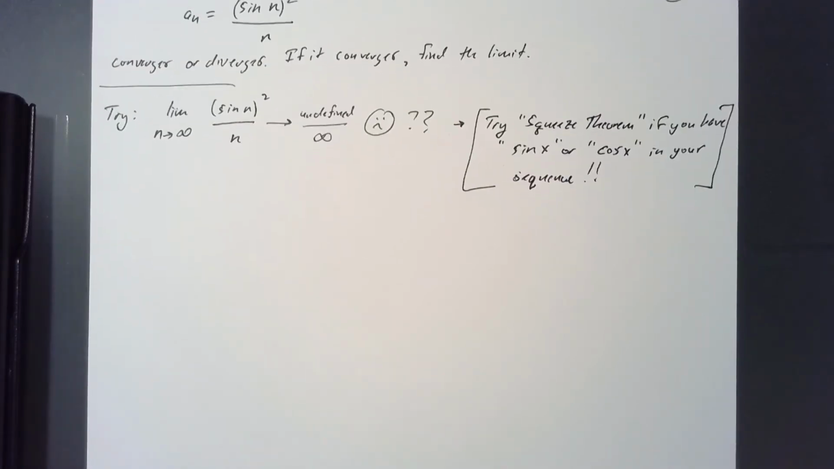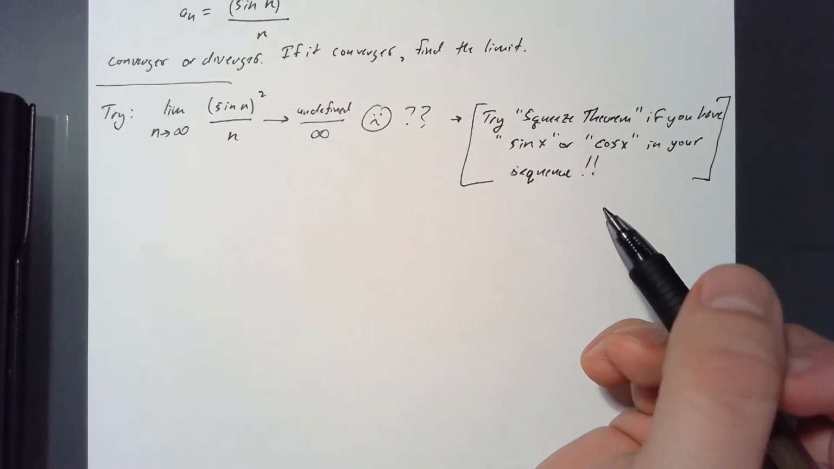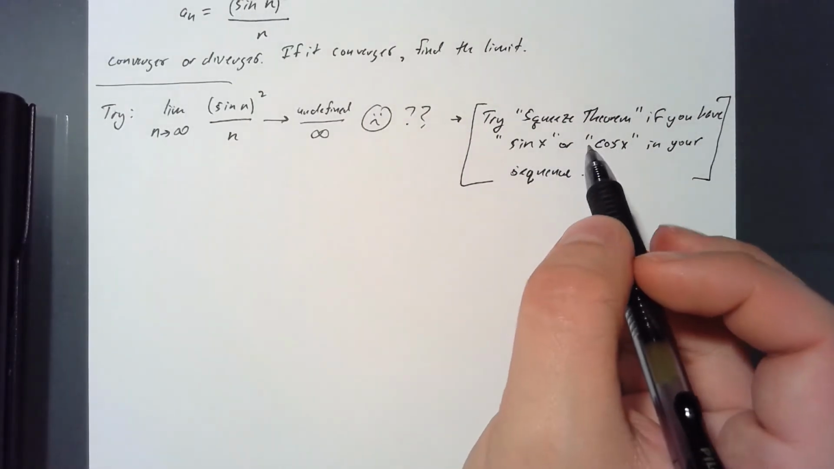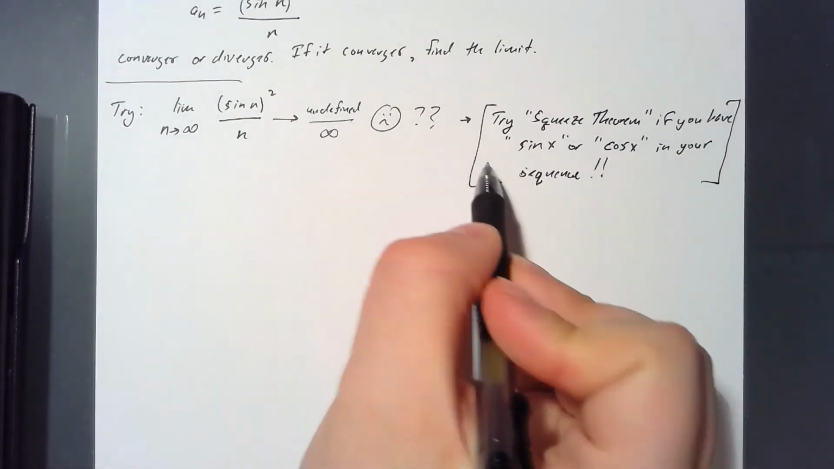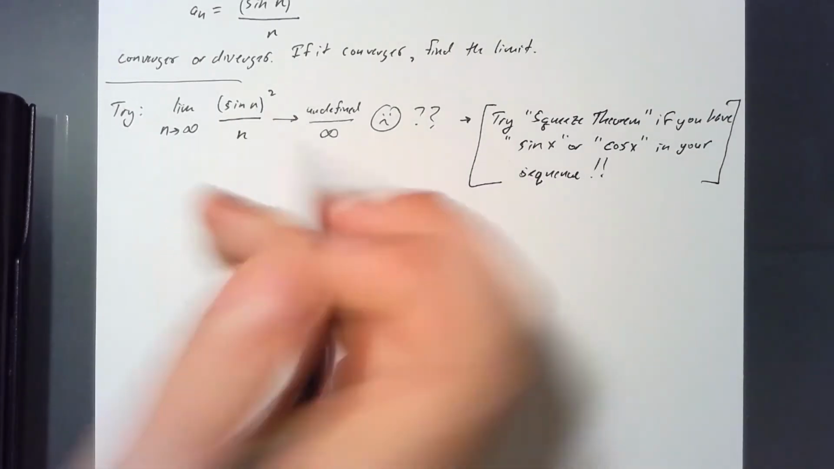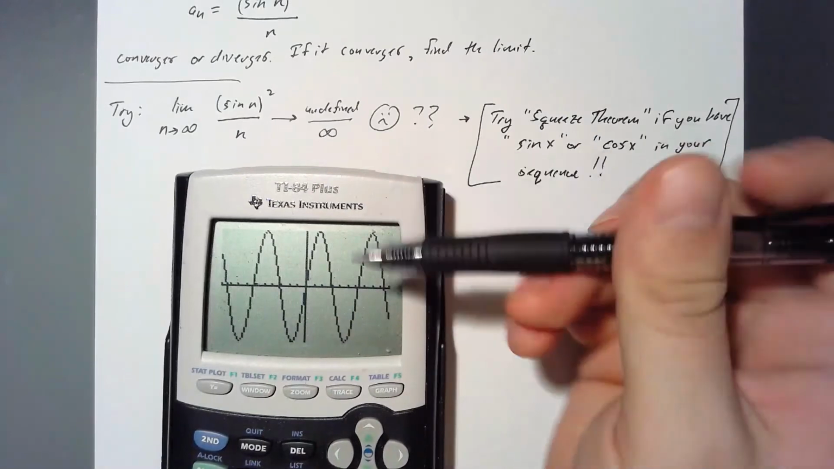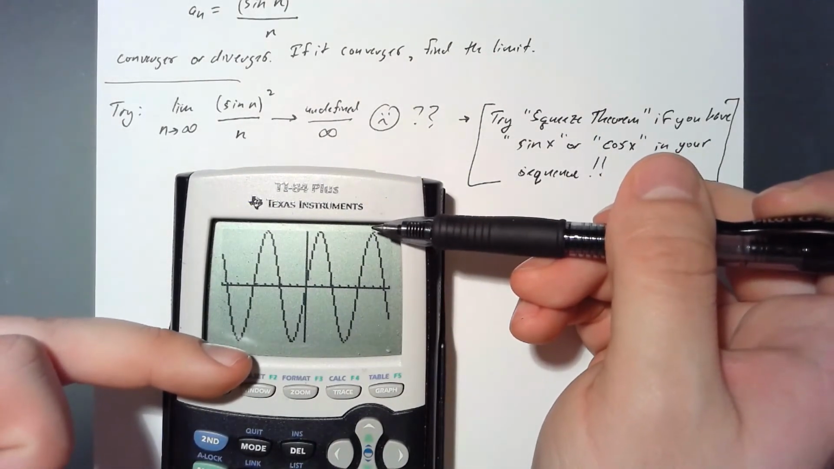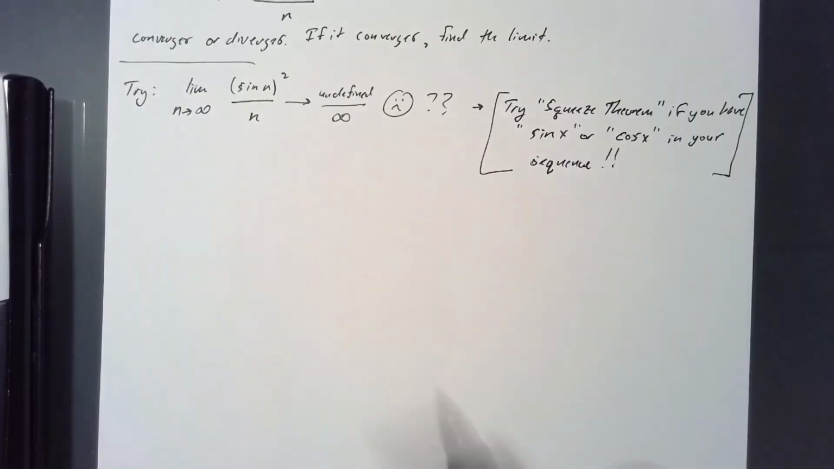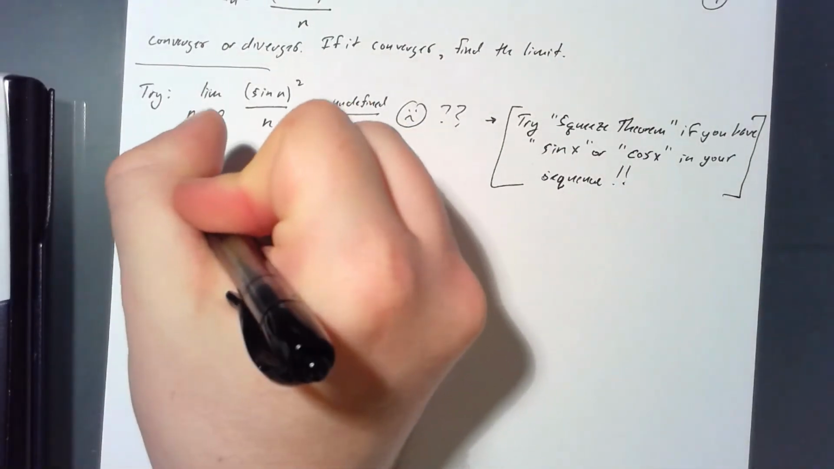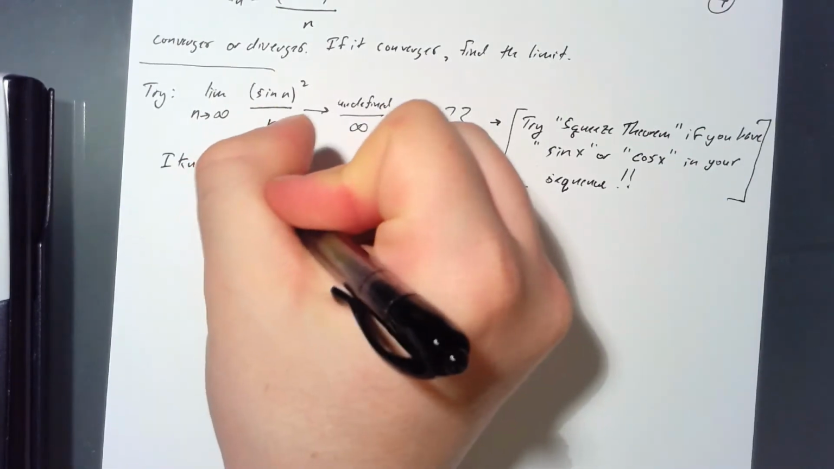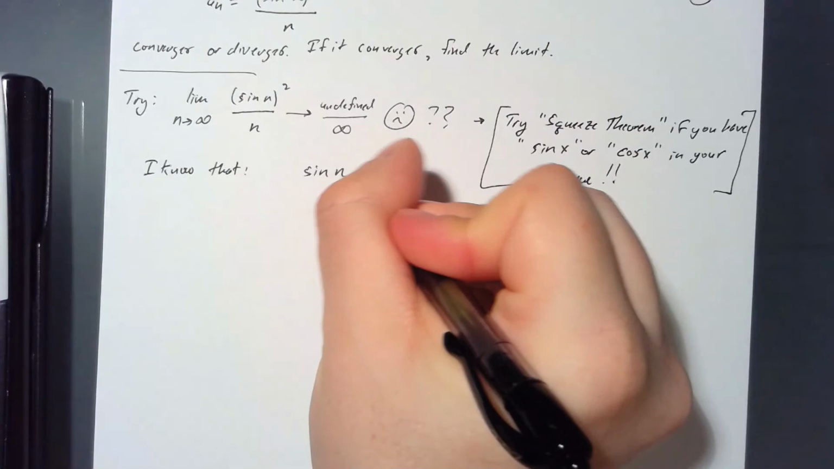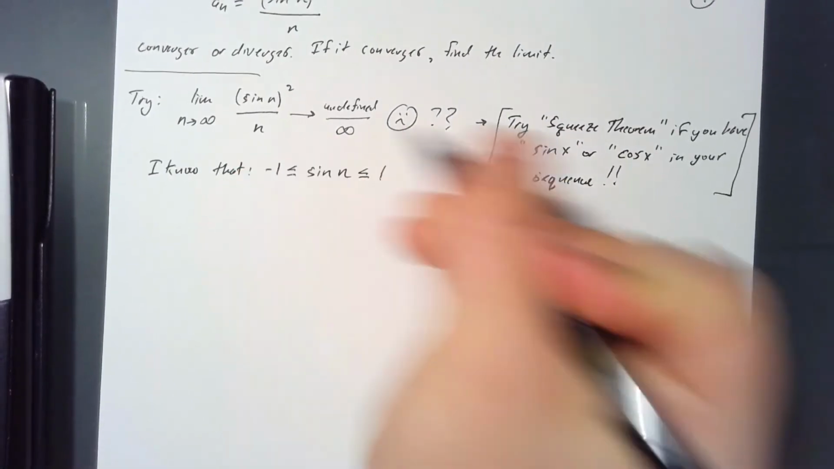So, okay, let's try to squeeze there. How am I going to do this, though? Well, what do I know about sine and cosine? I already alluded to it. Sine and cosine are caught between, the range of those functions is between -1 and 1, right? It's always between -1 and 1. So I know that sine of n is less than 1 and greater than -1.